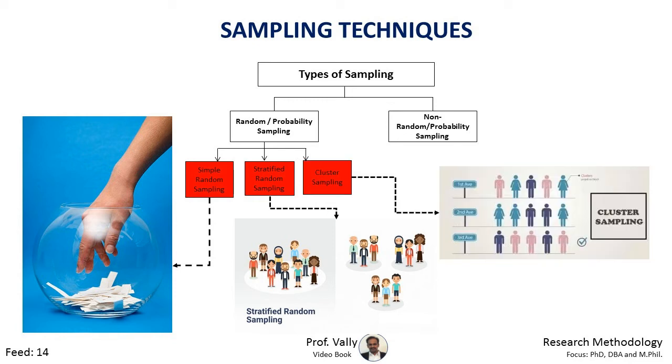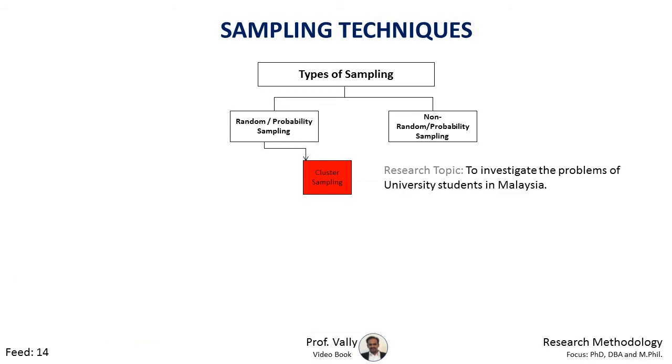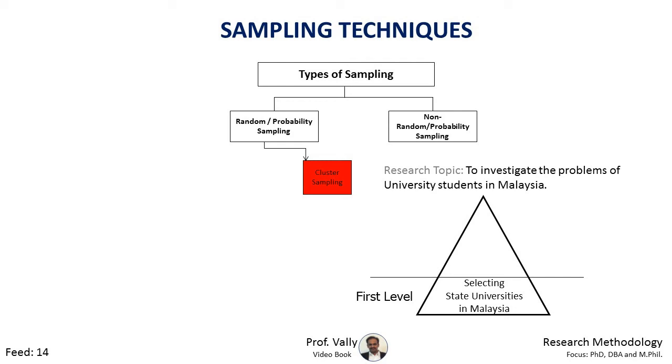Next is cluster sampling. This is also to divide the population into groups or clusters, but here it is done based on levels. Imagine you want to investigate the problems of university students in Malaysia. Here the first level of cluster sampling could be at state level. That is, you select the state universities. Then within the universities in the state, the programs like MBA students, PhD students, bachelor degree students can be the double stage cluster. Lastly, within each program you randomly select students, which is called multi-stage cluster sampling.